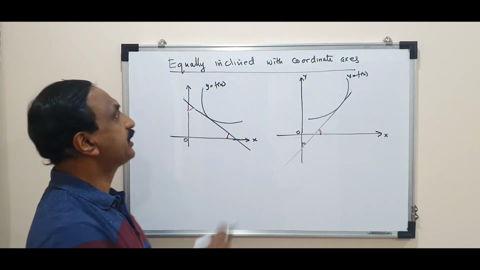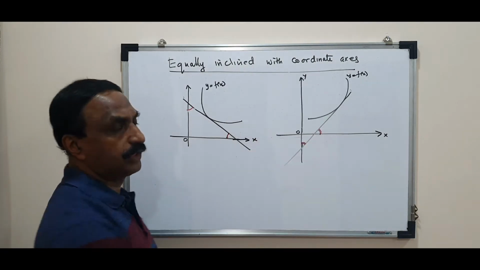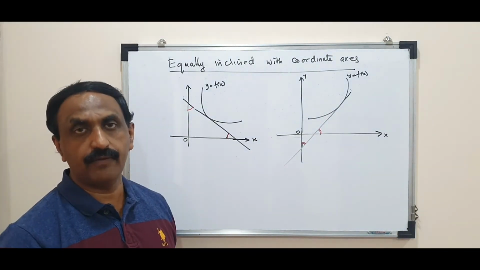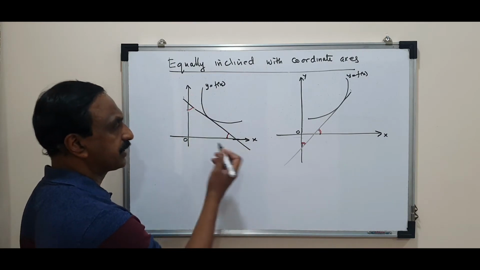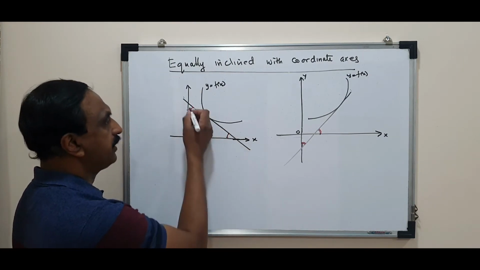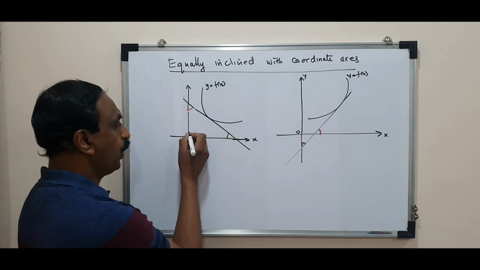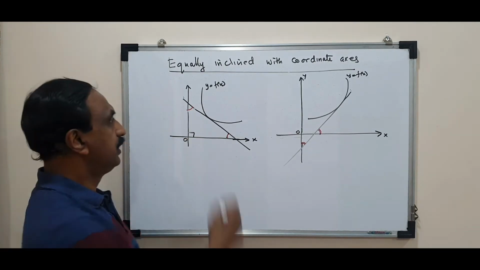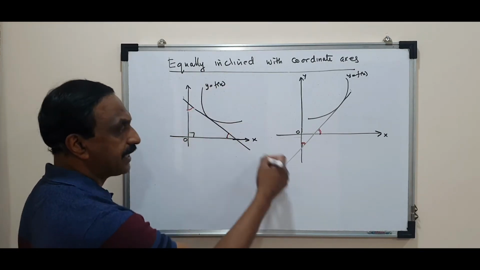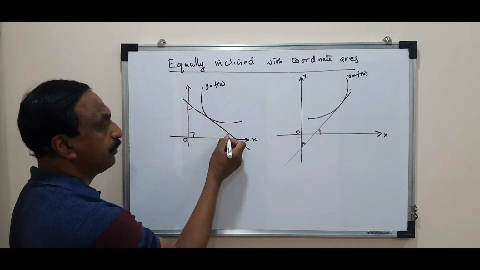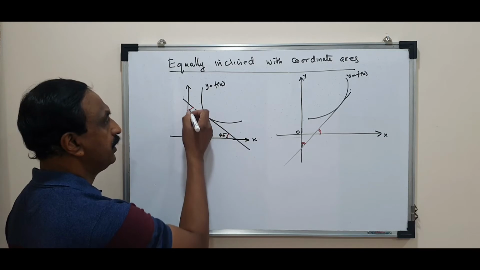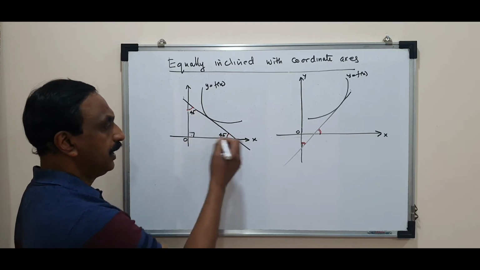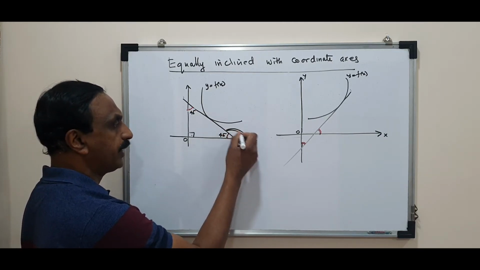Let's look at the special case of tangents equally inclined with the coordinate axis. What does that mean? One possibility is the tangent can be like this. This angle and this angle are equal. We already know this is 90 degrees. This is the curve, this is the tangent. They are equally inclined with both the coordinate axes. So this is 90, so this should be 45. So this also should be 45. Hence, this would be 135 degrees.